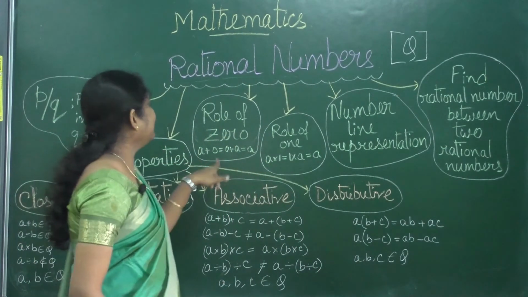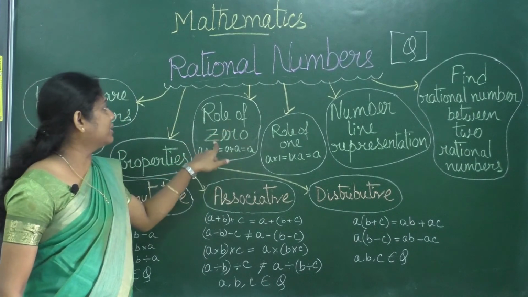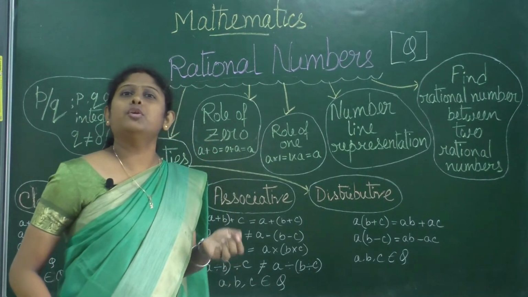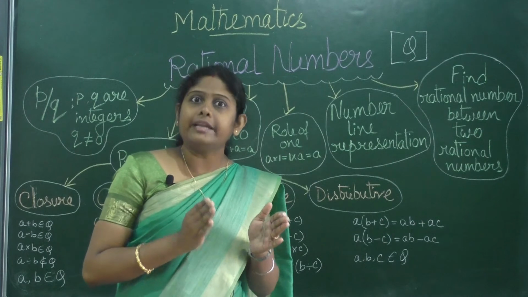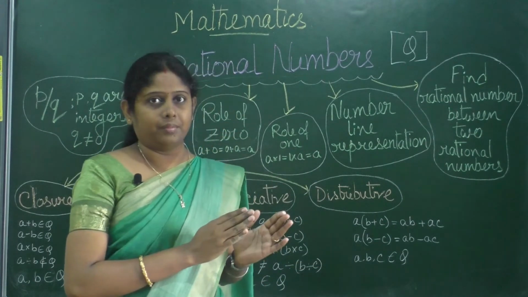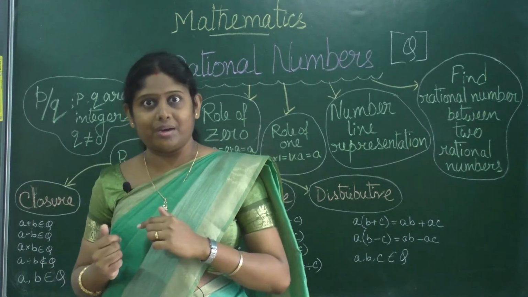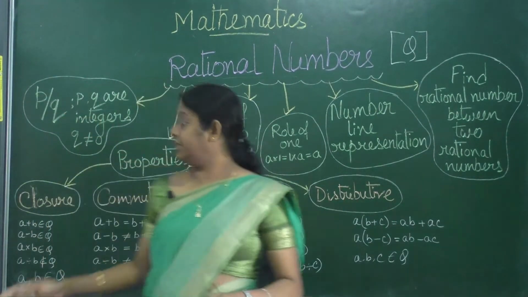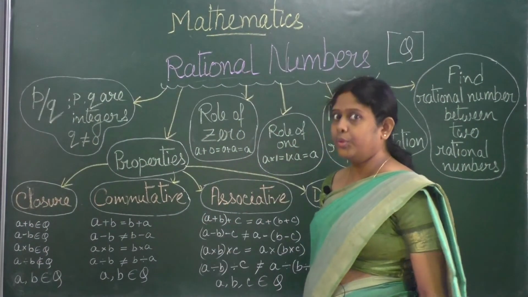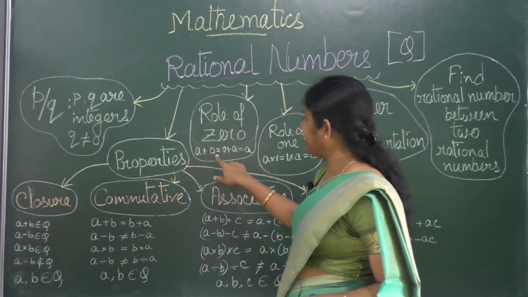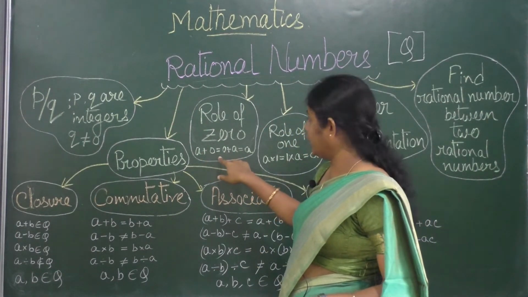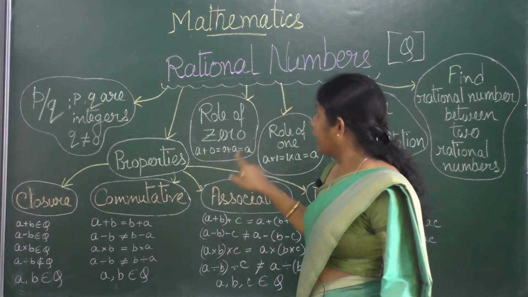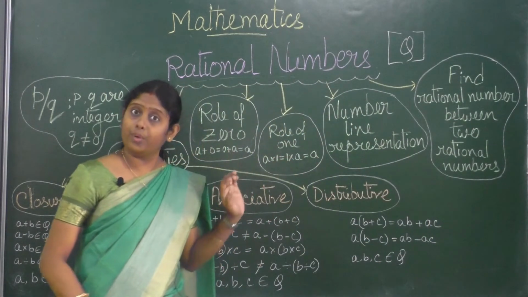Now come to the next property, role of 0. For this concept, just recall your previous knowledge. If we add 0 to any number, we get the same number, right? And we already learned that addition is commutative. So from both concepts, we get A plus 0 is equal to 0 plus A is equal to A.